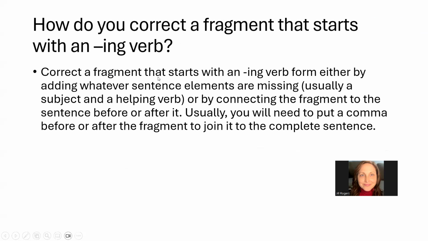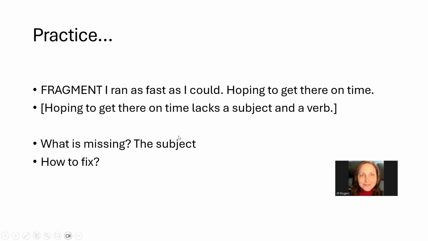To correct a fragment that starts with an ing verb, you can correct it either by adding whatever sentence elements are missing, so are you missing a subject and a helping verb, or by connecting that fragment to the sentence before or after it, or putting it right by what it's modifying. And I'll show you what I mean in a minute. Usually you'll need to put a comma before or after the fragment to join it to the complete sentence.